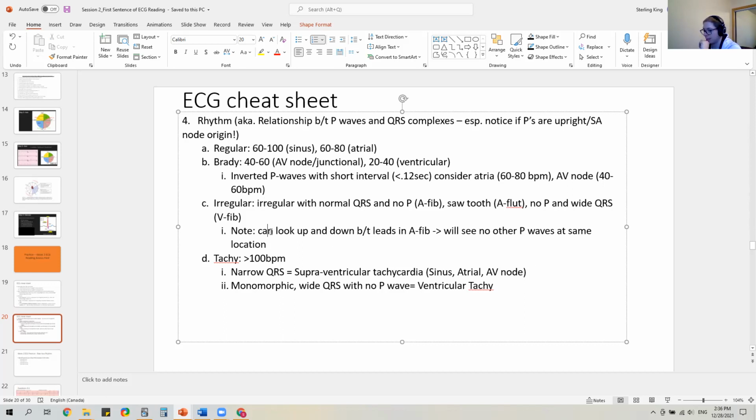And if somebody's in AFib, there's a really wavy baseline. You can look up and down between the leads, and you'll see there are no P waves before the QRS, and that's your hint that that's probably AFib.